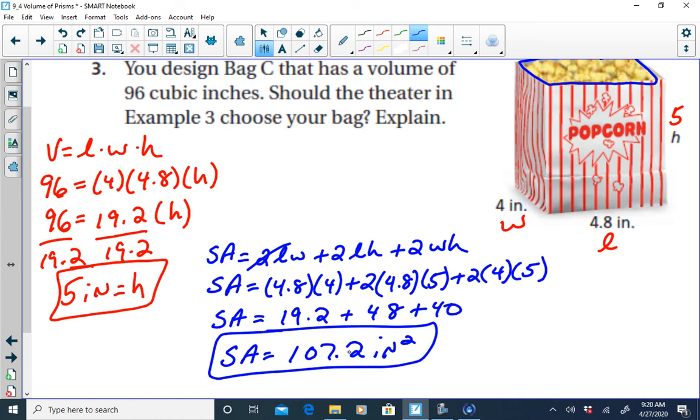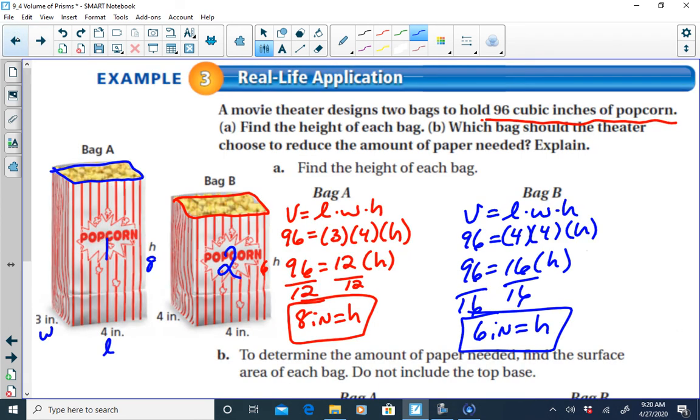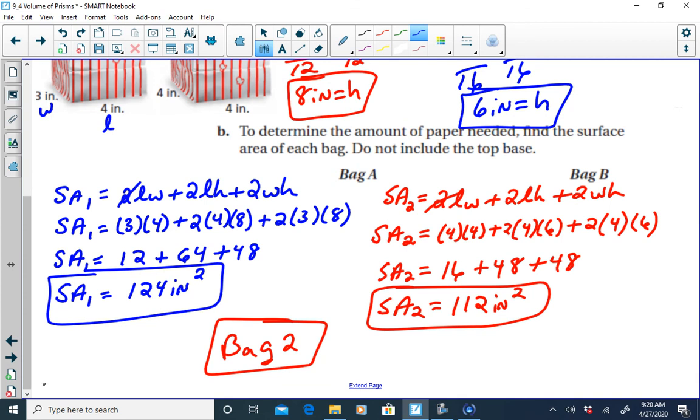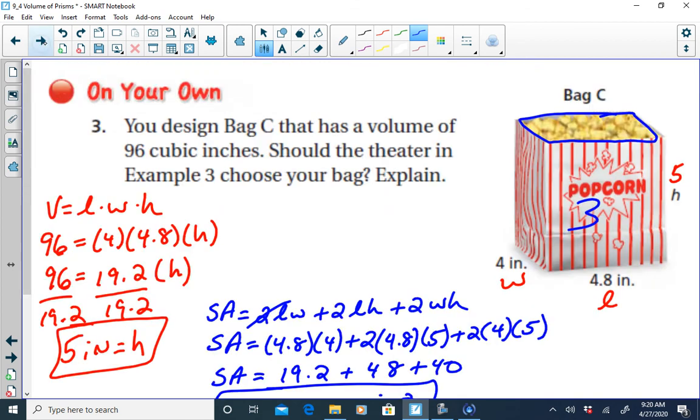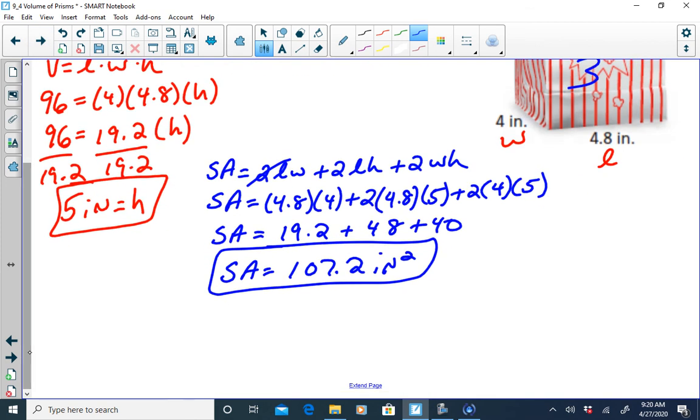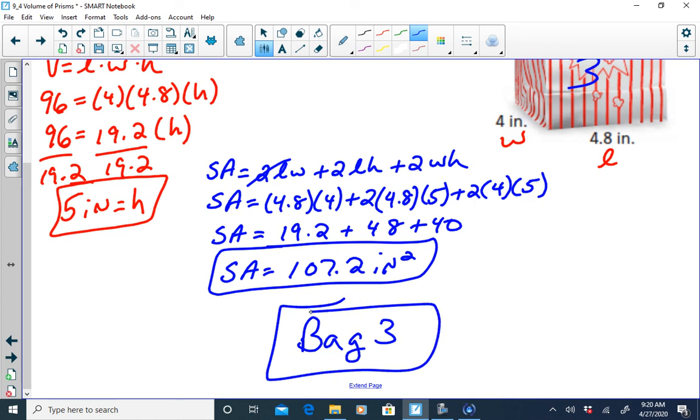So which bag should we use to have the same volume but less surface area? Well, if we look at this third bag here, it had a surface area of 107.2 square inches. So that is even less paper than the previous problem. Here we had 112 square inches and 124 square inches of paper. Bag number 3, we have 107.2 square inches of paper. So the theater should choose bag 3 if we want to use the smaller amount of paper.